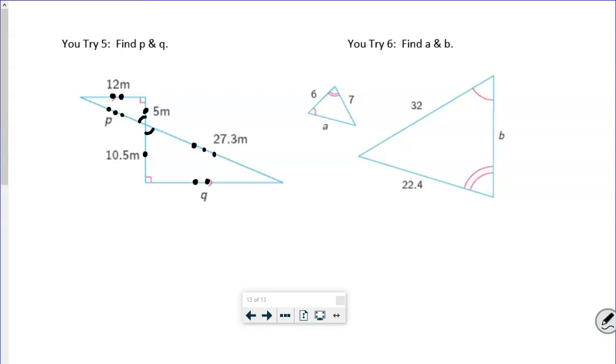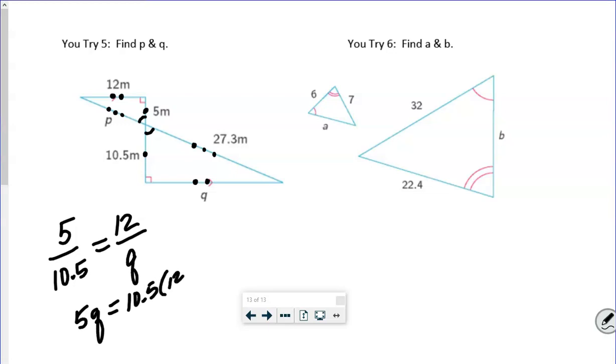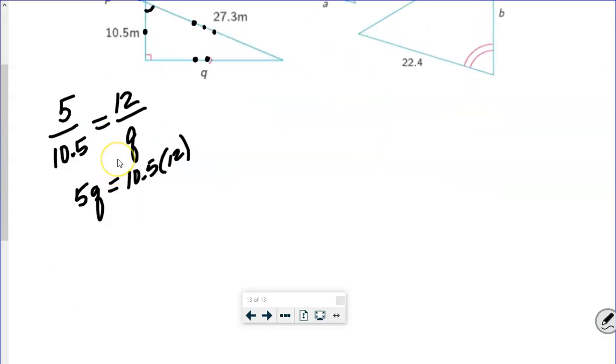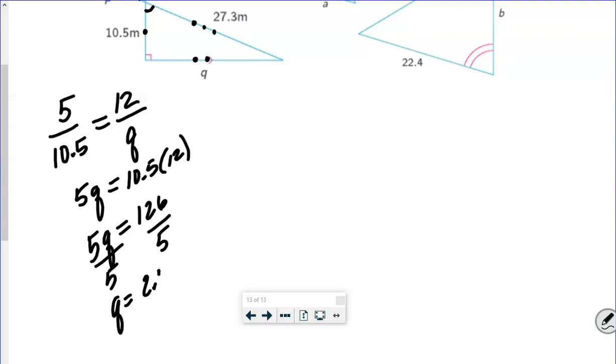So let's see if we can find a pair of sides that has measures. I see 5 over 10.5. We're going to set that equal to, and let's just go with our 2 dots, 12 over Q, right? So cross multiply again, that's 5Q is equal to 10.5 times 12. So 10.5 times 12 is 126, so that's 5Q is equal to 126. We're going to divide both sides by 5. So Q is going to be equal to 25.2. Whoops.